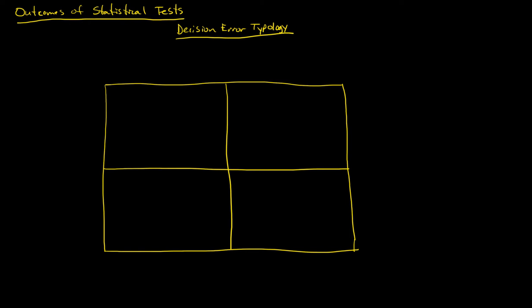Okay, so let's get some things labeled here. When we're setting up what we're talking about here, the columns are going to represent what is true in the population.